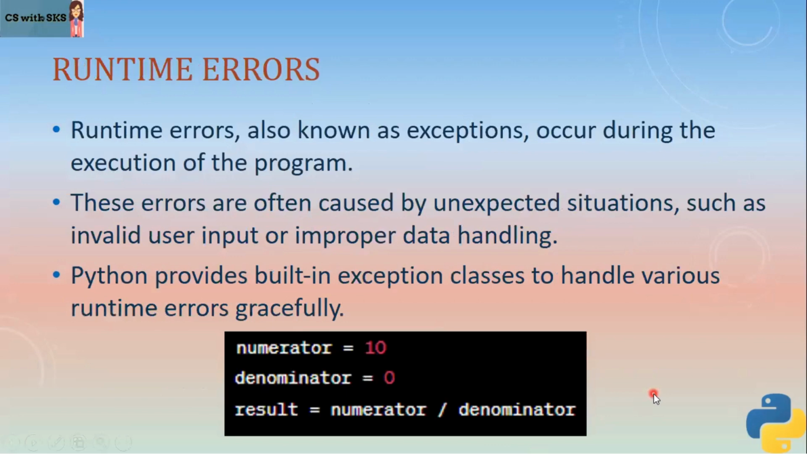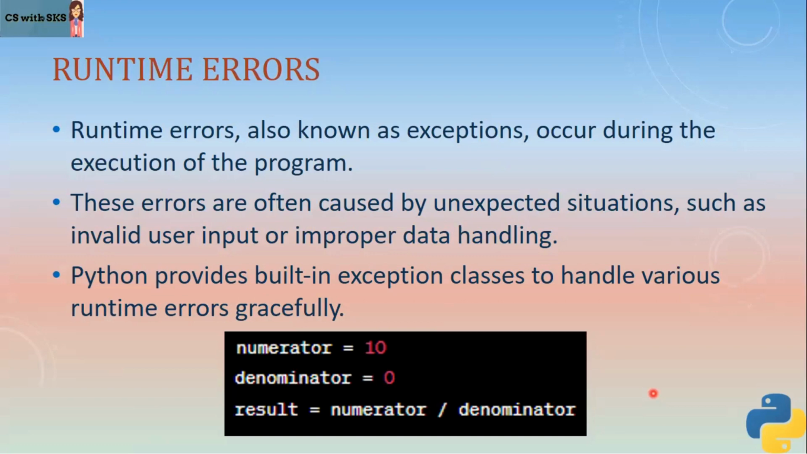Next, we have runtime errors. Now, as the name implies, runtime errors, these are errors that you face during the execution of the program. You don't get to know about them beforehand. Rather, when you run the code, then you encounter these errors. These are basically some unexpected situations that you can only get to know when you execute the code.